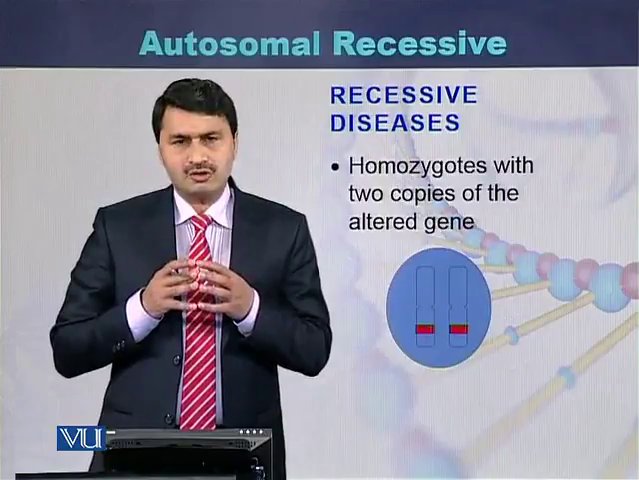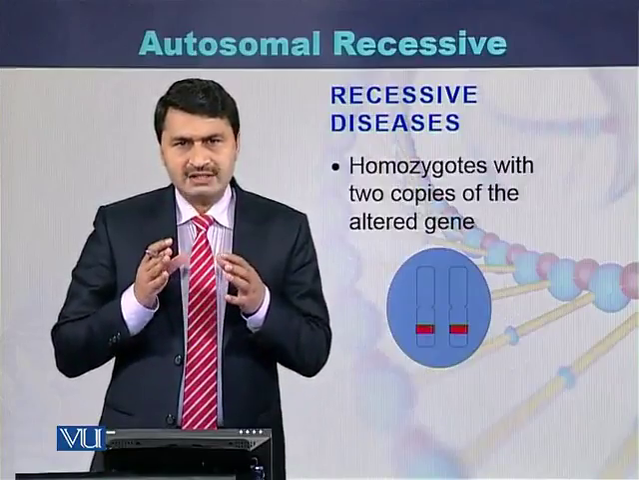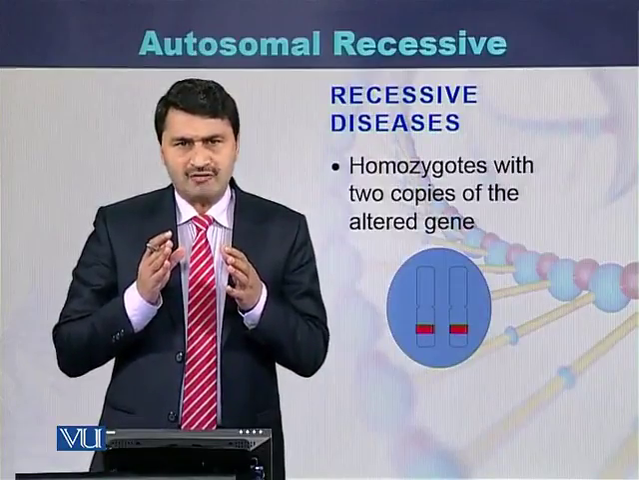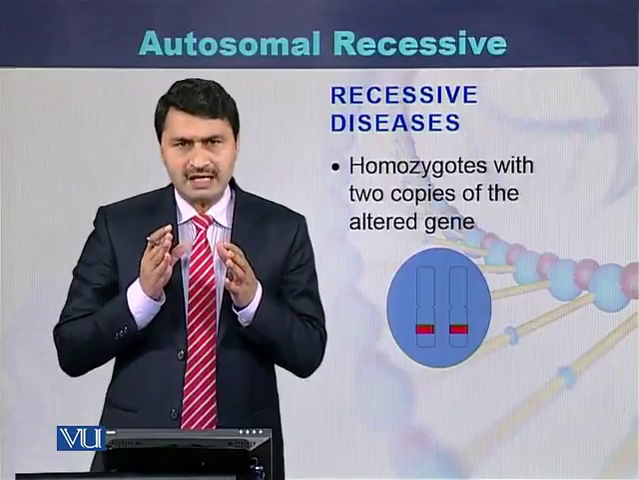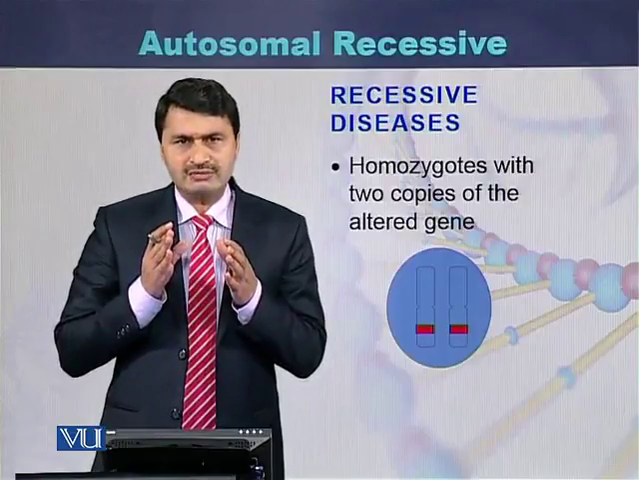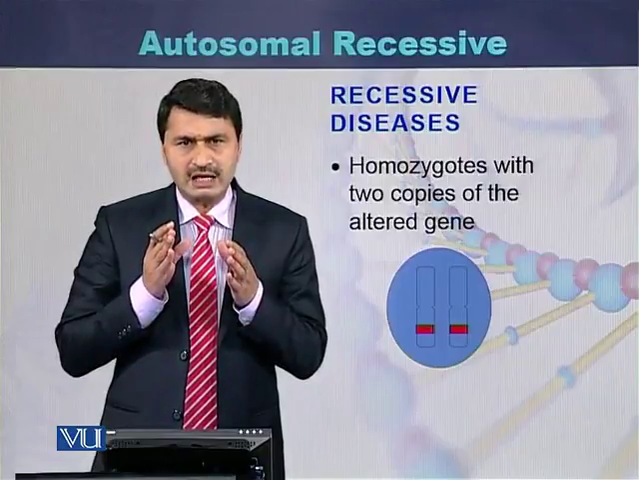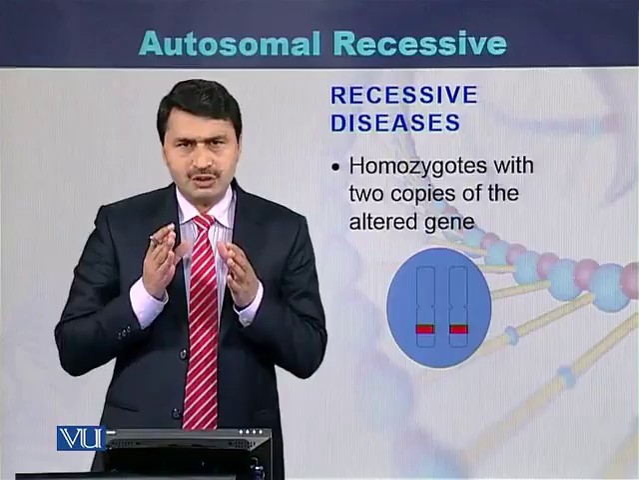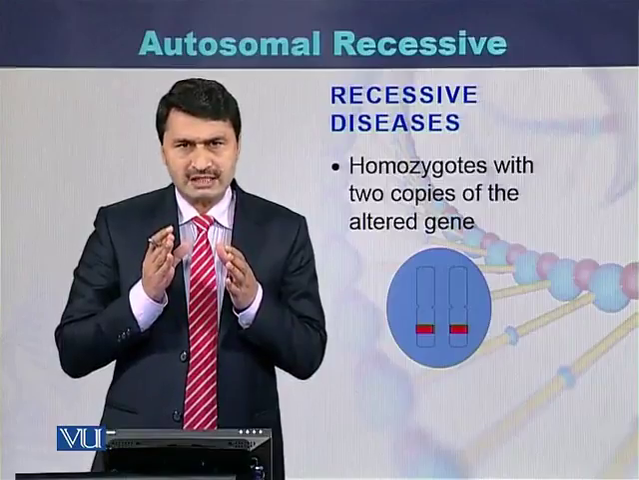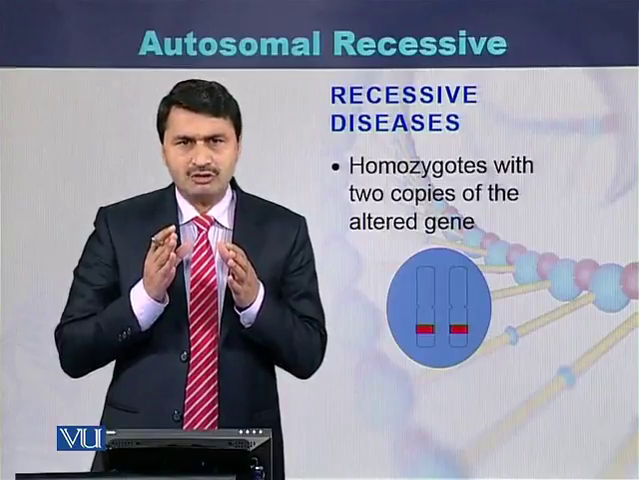In case of autosomal recessive diseases, as the genes are in the form of pairs, chromosomes have alleles. If both the alleles which are present on homologous chromosomes are affected, the pattern would be called autosomal recessive if the gene is present on the autosomes.